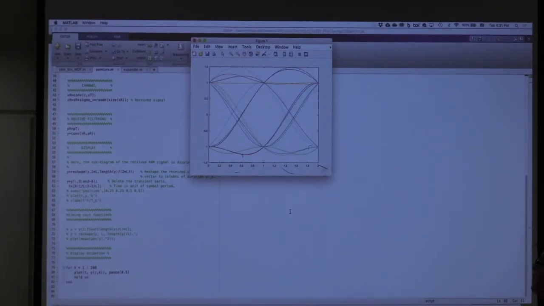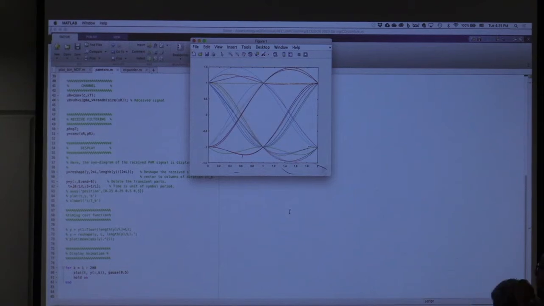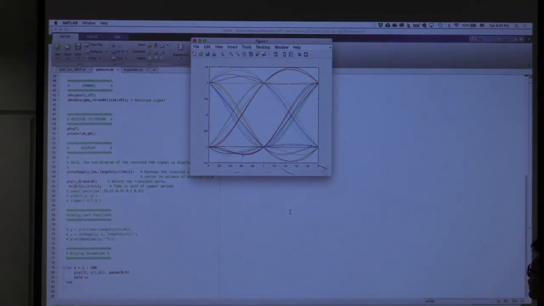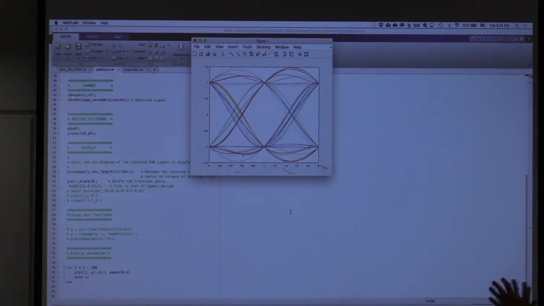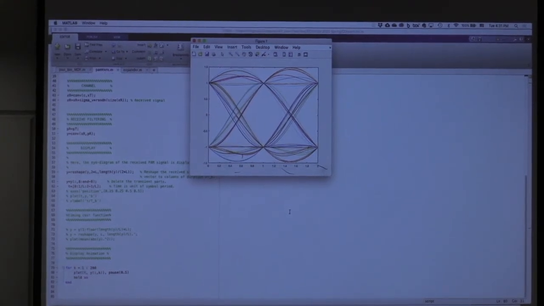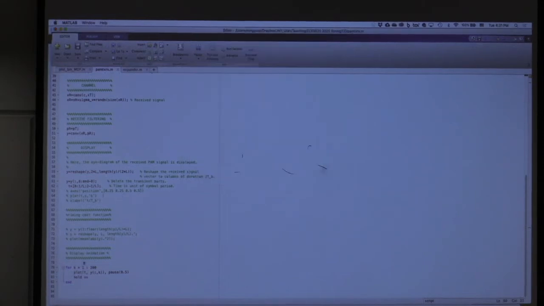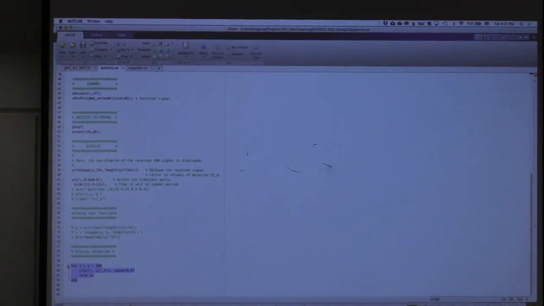So basically, you know, there. Right, hopefully you get the point. This is how we draw the eye diagram, right? Just overlap everything. Okay, and that also you can play around with this.